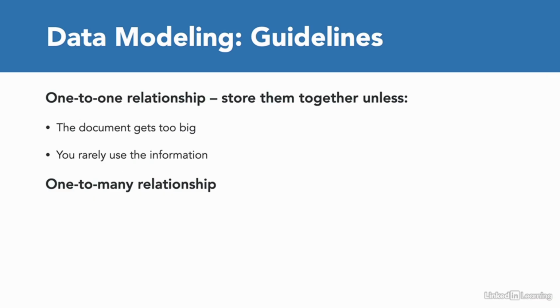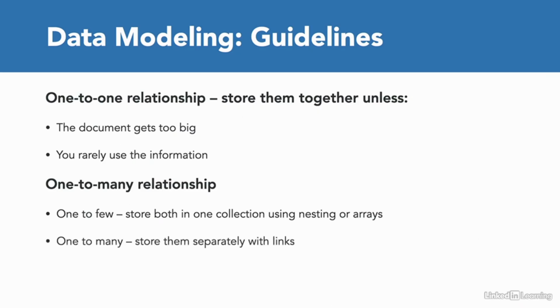The second guideline is if there is a one-to-many relationship, like between an author and something like books. Consider the amount. If it is one to few, like with authors and books, you can store both in one collection using nesting or an array. If it's more than a few, it's likely best to store them in separate collections and link them with IDs. Lastly, if it's a many-to-many relationship, avoid embedding this information. Instead, store IDs in either or both collections.